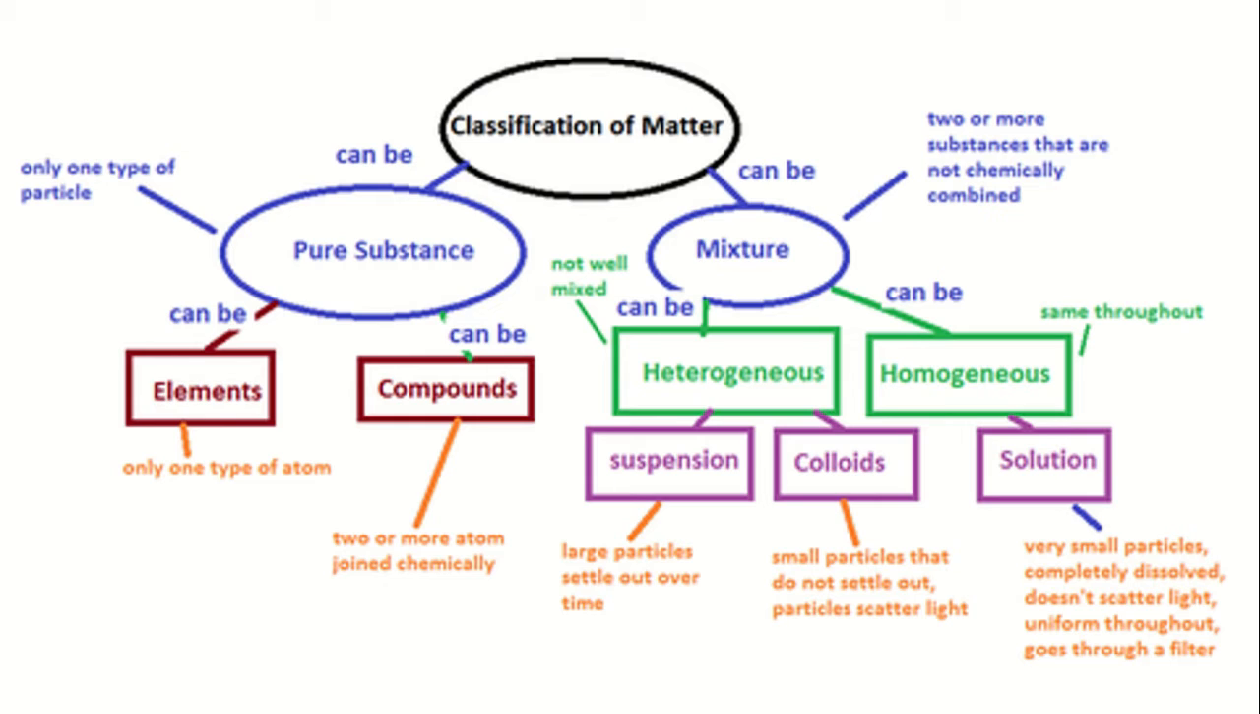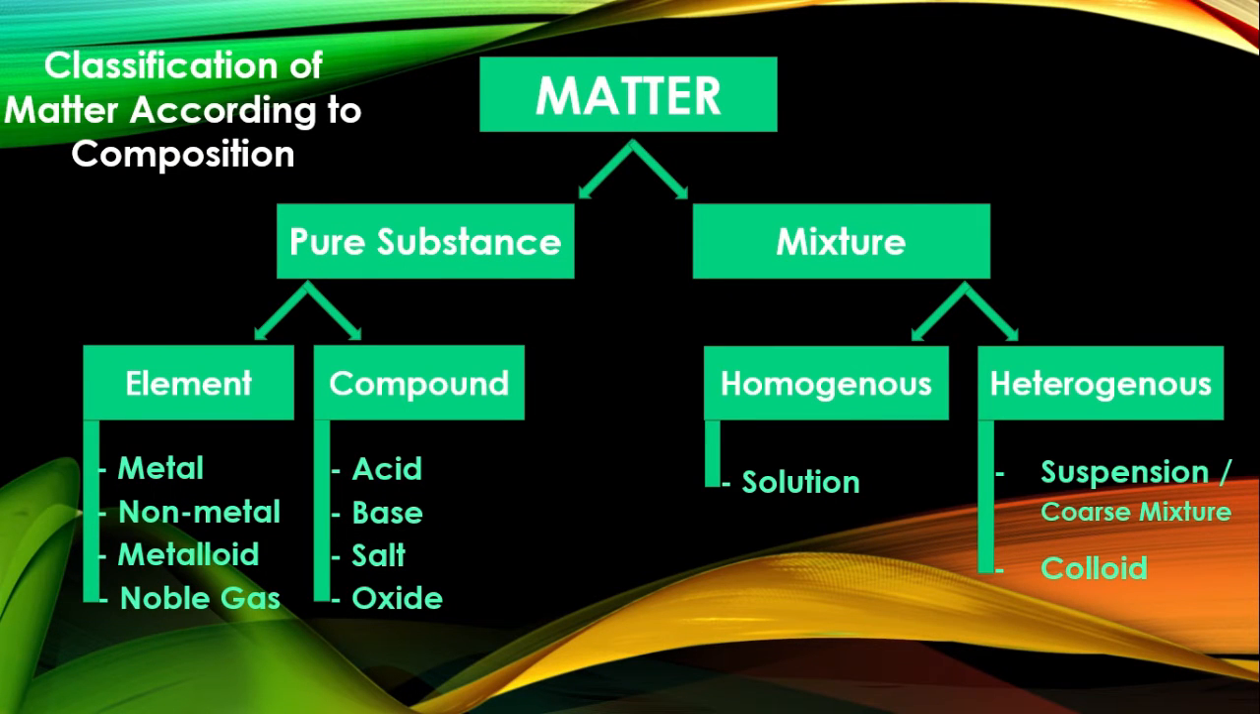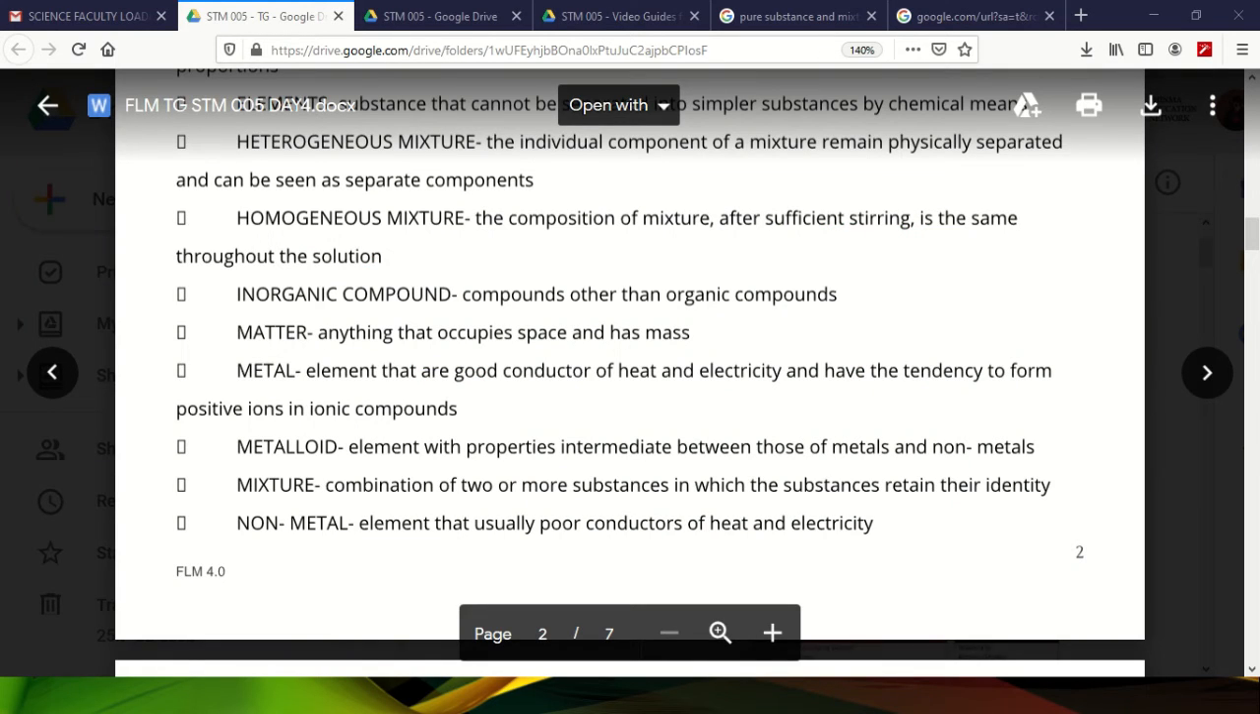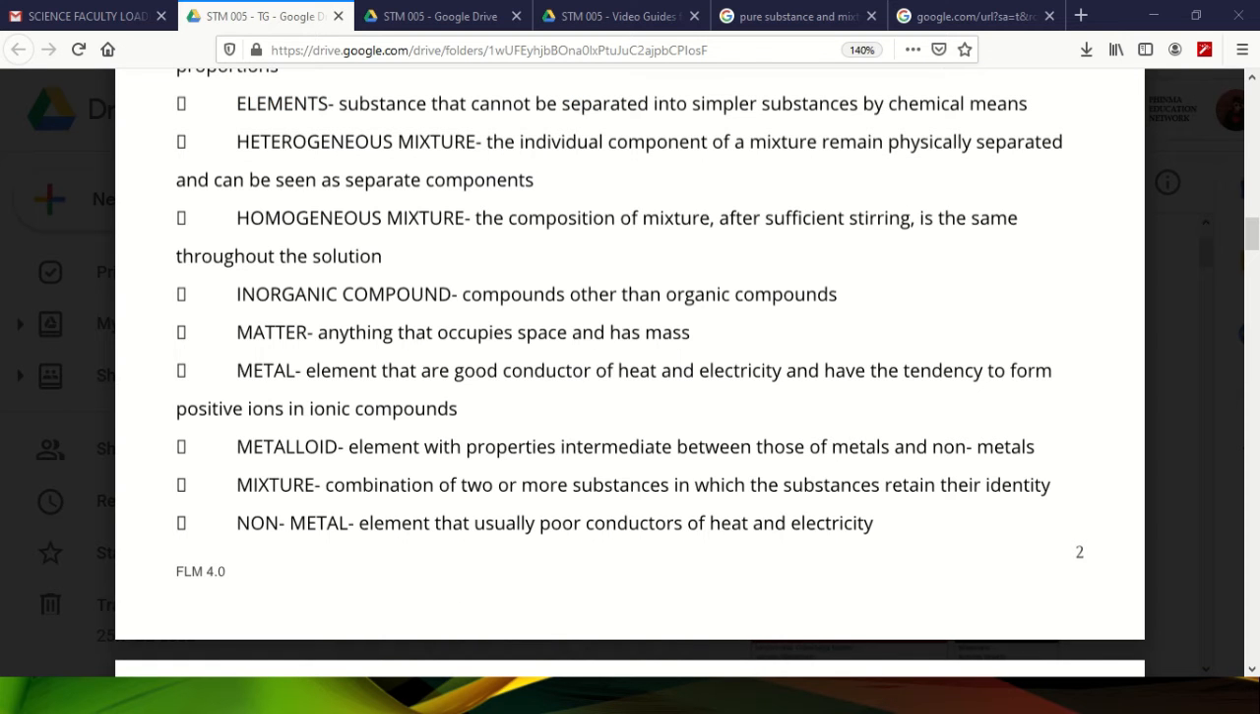Table sugar is always composed of 12 carbon atoms, 22 hydrogen atoms, and 11 oxygen atoms. Under elements, we have four classifications. These are your metals, nonmetals, metalloids, and noble gases. Under your metals, elements are good conductors of heat and electricity and have the tendency to form positive ions in ionic compounds. Other characteristics of metals include ductility, or the ability of a metal to be drawn into thin wires, malleability, or the ability of a metal to be hammered into thin sheets. Also, metals exhibit metallic luster when polished.